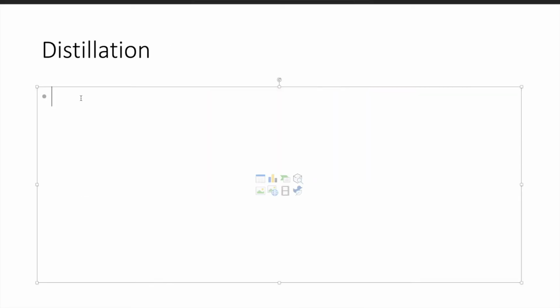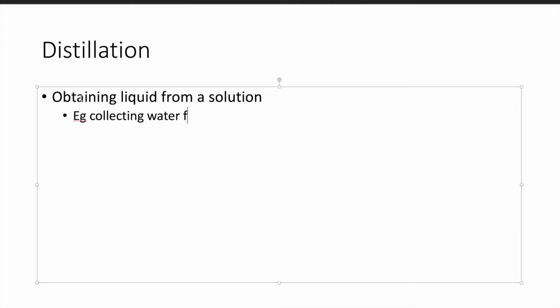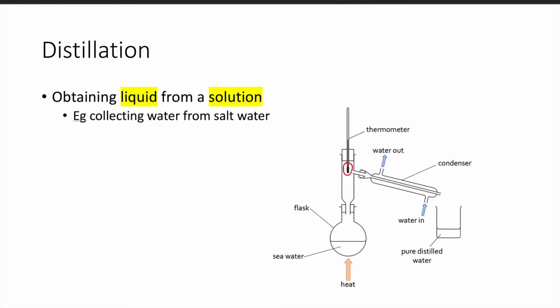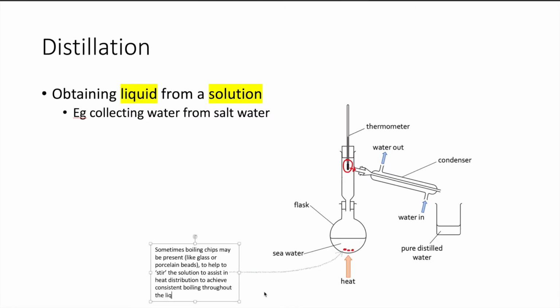Let's say we want to get the liquid from a solution, for example a salt solution. We can do a distillation. This is the setup. You have to boil it. The thermometer has to be at the mouth of the tube to make sure that the temperature of the steam that escaped is at the right temperature. The boiling chips here help to ensure smooth heating. The chips are usually made from ceramic or glass beads, something inert, to boil and move the liquid around.